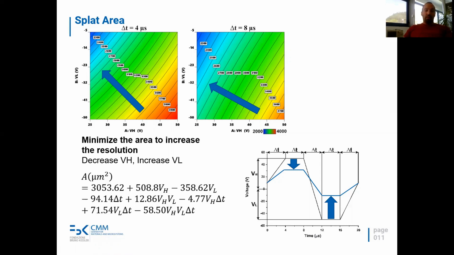As we can see, to minimize the area, we have to squeeze our waveform. Basically, we have to decrease the high voltage and increase the low voltage. The time interval doesn't have such a big impact on this minimization, as could be expected from the correlation matrix, even though the time interval resulted to be significant from the statistical point of view.